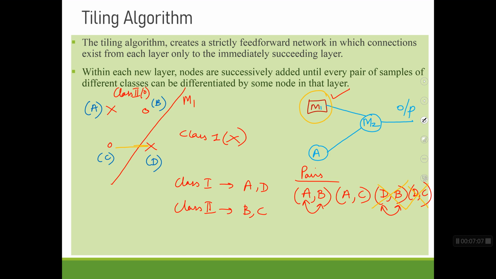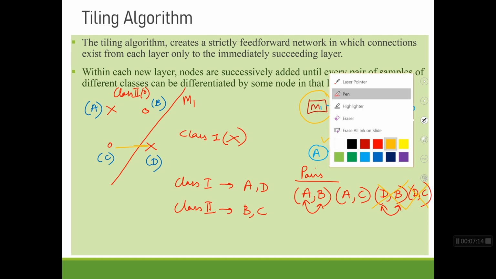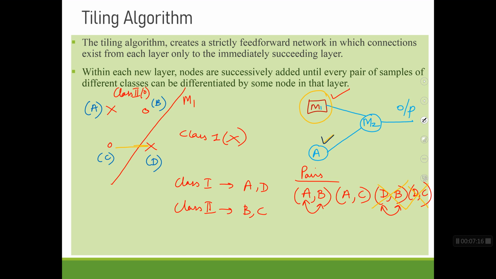Now the other 2 pairs are left, A, B and A, C. So my next node, which is the ancillary node, should be selected in such a way that that classification will take place. So I select a line here such that these 2 pairs AC and AB are also separated. So this is the simple example of a tiling algorithm. And then finally you need to have one more node which would be separating the 2 different classes.